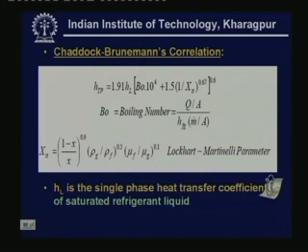And here XTT is what is known as the Lockhart and Martinelli parameter, and that is defined here. In XTT, the small x stands for the quality, rho g and rho f are the saturated vapor and liquid densities, mu f and mu g are the saturated liquid and vapor viscosities. So this is one of the correlations used for flow boiling of refrigerants.